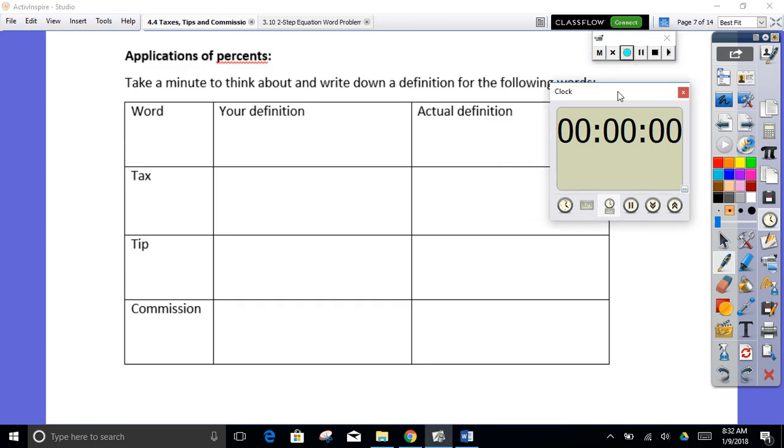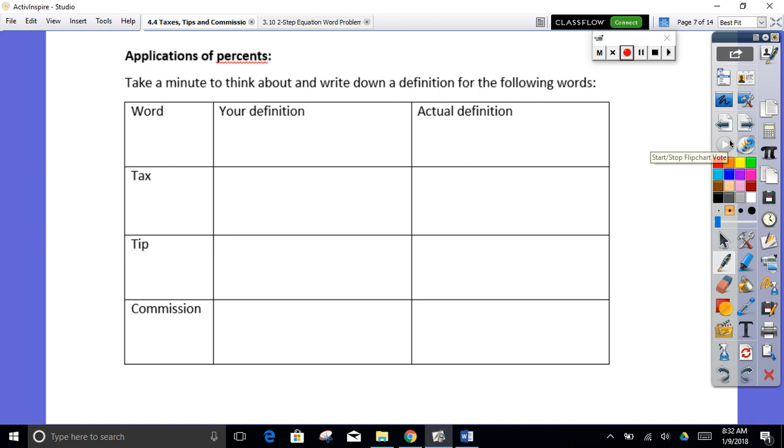Okay, so I've asked you here to think about and write down a definition for the following words. So does anybody have a definition of what you think a tax is? And I'm talking about sales tax here, not income tax. Adrian? When the government takes our hard work for money. Okay, so we're not going to be calculating income taxes here, but yeah, the government takes how much of our money? Adrian? I guess I was going to say sales tax is 6%. Sales tax is 6%. How much does the government take when they take our money?